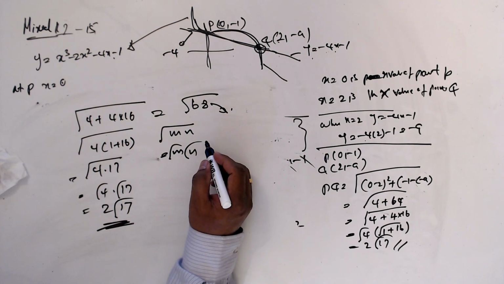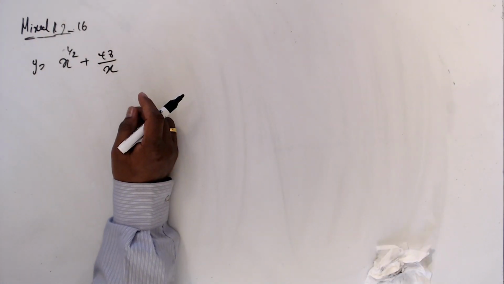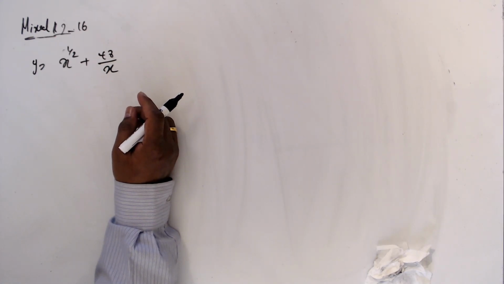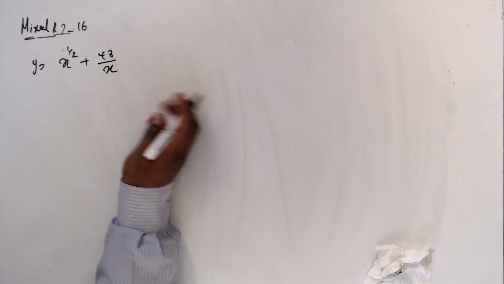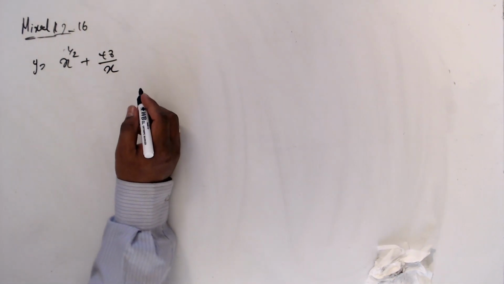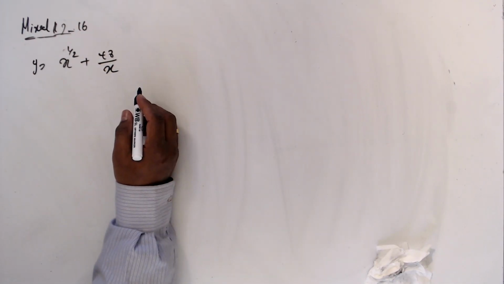It's up to you. Question number 16, when you read, find the value of x and the value of y when dy by dx is 0. It means simply you want to find the stationary point of this curve, minimum and maximum. So stationary point.